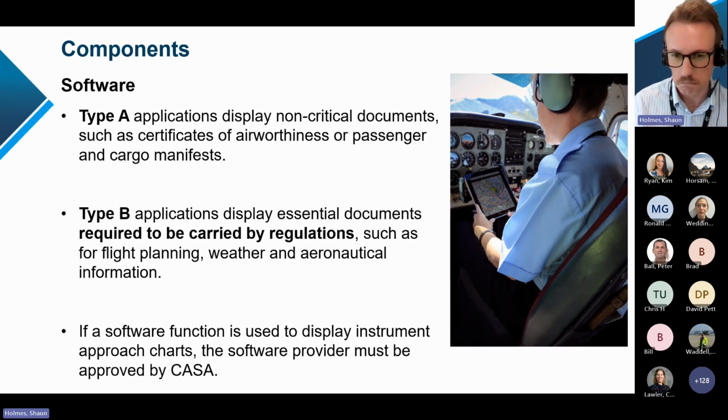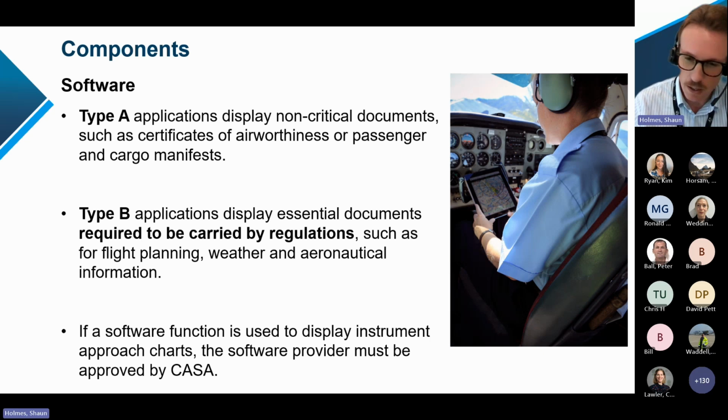Okay, once we have our hardware, we've got an iPad tablet, that sort of thing to use, then we will have software applications that we would consider using to provide some of those benefits that I discussed around that flight documentation, that sort of thing. So from a software perspective, we have a couple of different types. Type A applications display information that is not critical to the safety of the flight. So things like a certificate of airworthiness, a passenger or a cargo manifest, okay, provided in an electronic format.